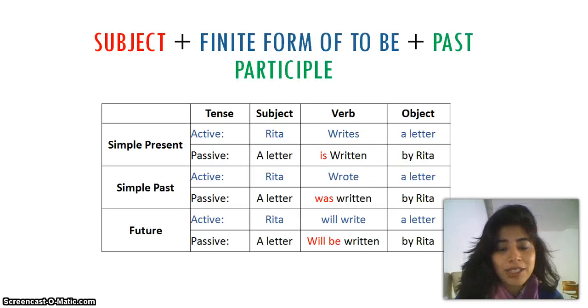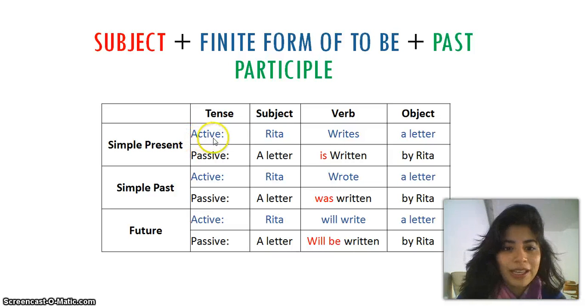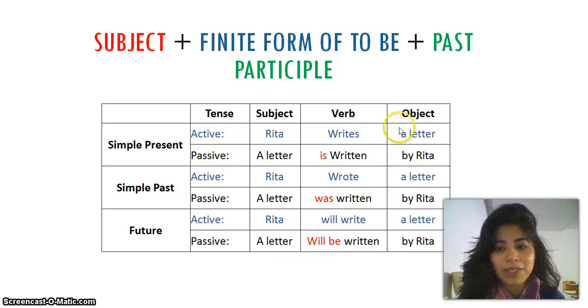Passive voice can be used in different tenses, and the structure is basically the same. For instance, let's see this table. Here we have Rita writes a letter in simple present. That is the active form of the verb. The passive form will be a letter, because remember the direct object becomes the subject, is written by Rita. The finite form of to be is is, and the verb is written in past participle.